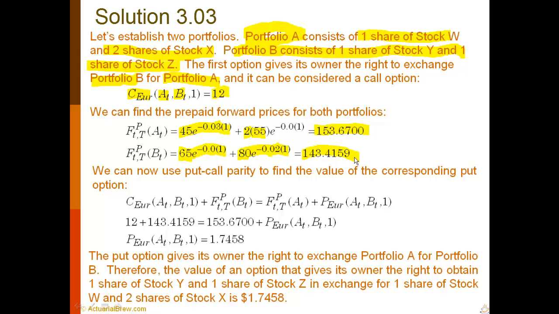Now we have everything we need then to use put-call parity to find the value of the European put option. We know that the price of the European call option is 12. We know that the prepaid forward price of the strike asset is 143.4159, and the prepaid forward price of the underlying asset is 153.67. And now we can solve then for the price of the put option, which is 1.7458. So choice A is the correct answer to this question.